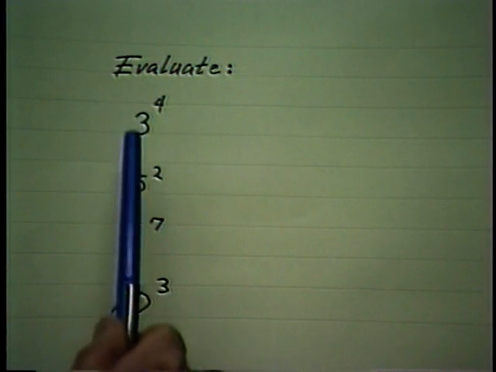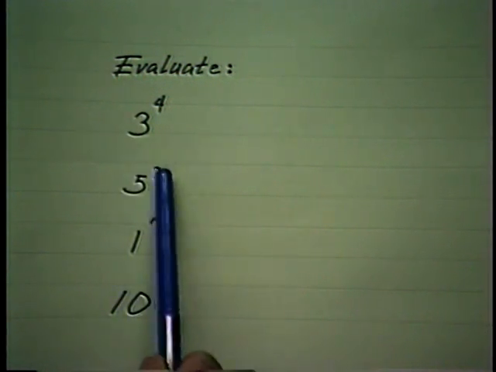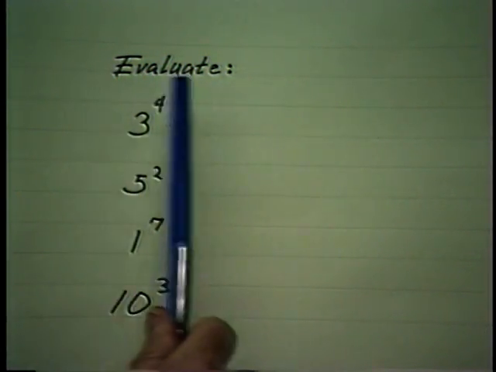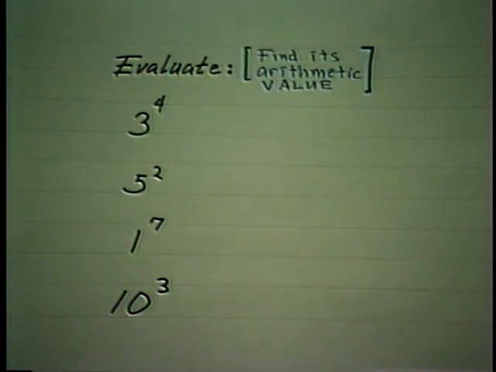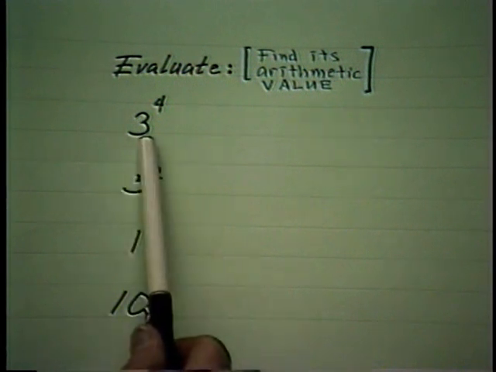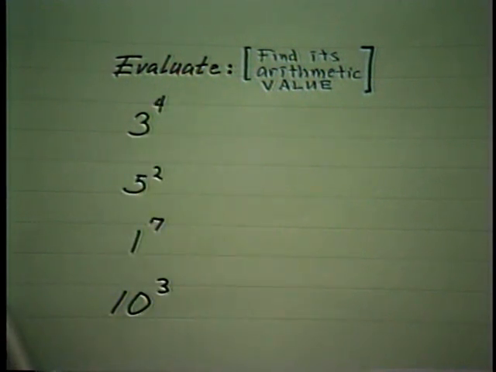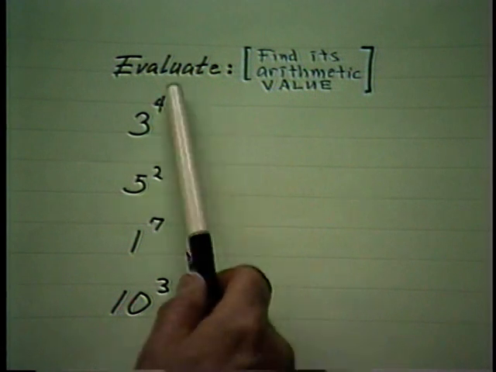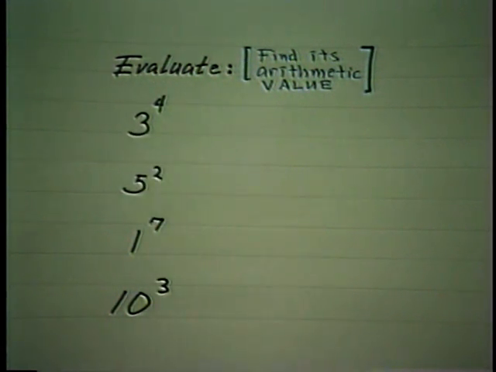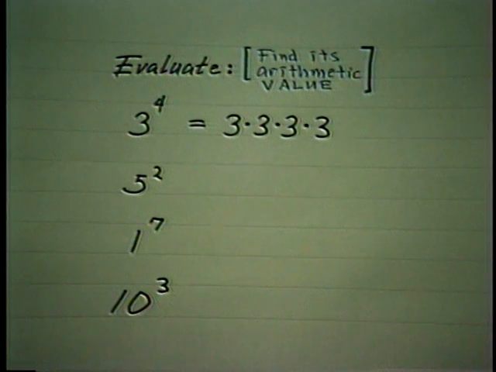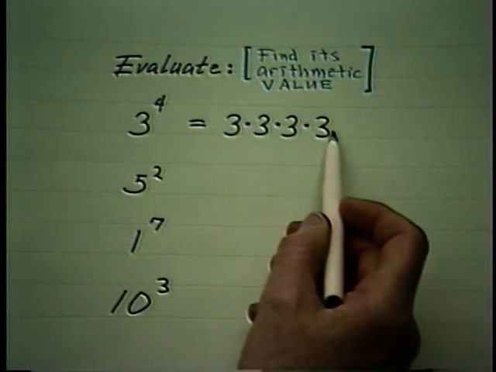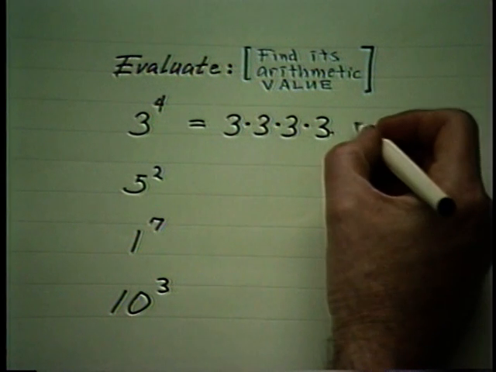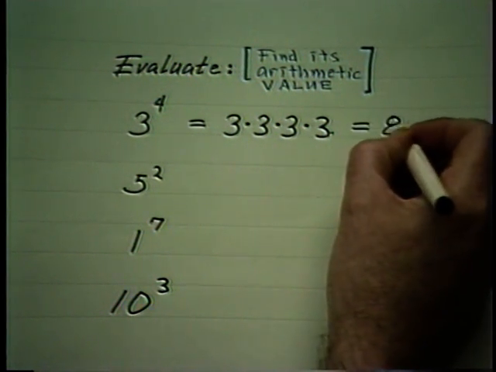Now let's evaluate some expressions using exponent notation. The word evaluate, as we'll use it throughout this course, simply means find its arithmetic value. Now this reads 3 to the 4th power, which means take 4 3's and multiply them together. There it is. And 3 times 3 is 9, 3 times 3 is 9, and 9 times 9 is 81.